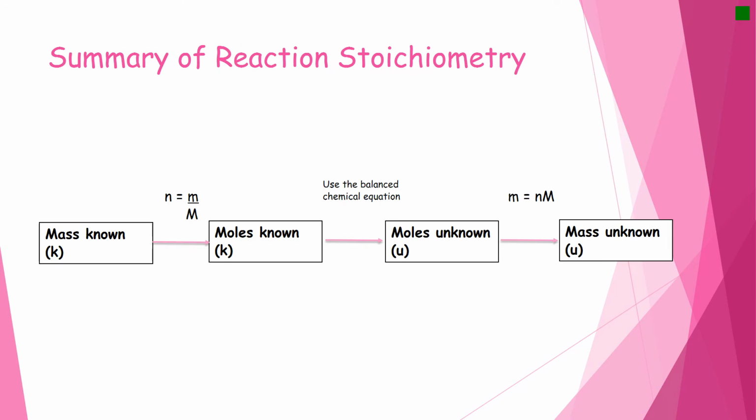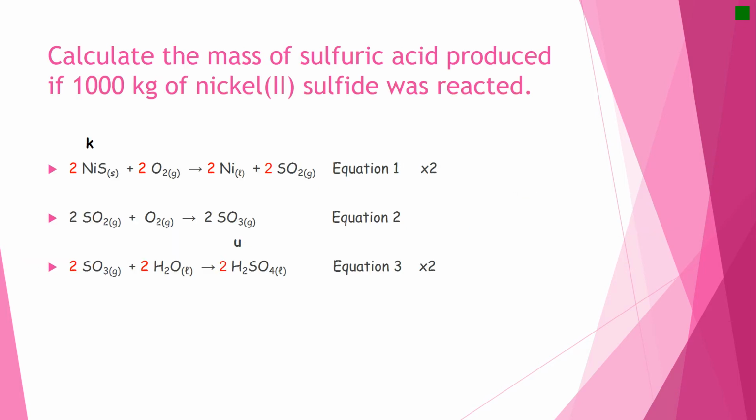Okay, now that our equation is ready, we've got a mass known, we now have to find the moles known. Now to do that, we have to use number of moles equals mass over formula mass, and this will convert us to moles known. Okay, so our equation is now ready. We've worked out what our known and our unknown are. Now we can start with the actual question.